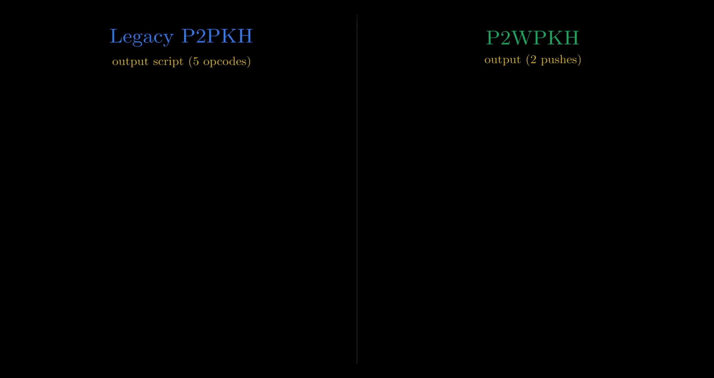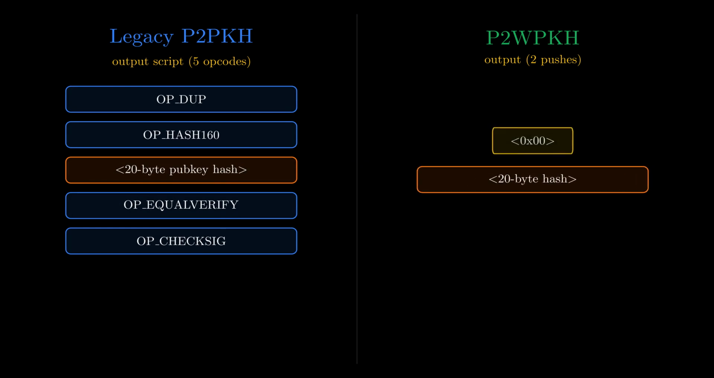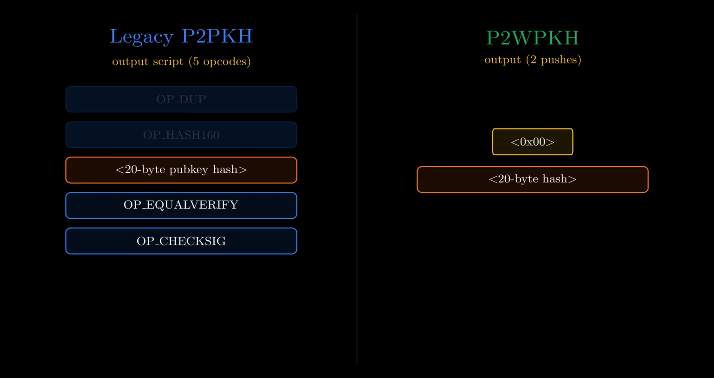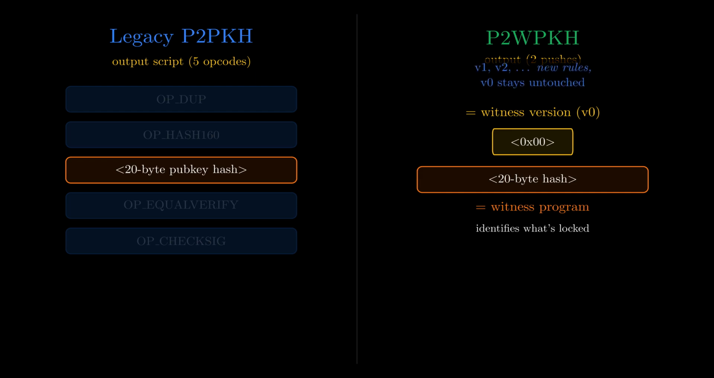SegWit collapses that 5-opcode script into 2 pieces of data. The new P2WPKH output is just a 0-byte followed by the same 20-byte public key hash. That's it. No DUP, no HASH160, no CHECKSIG in the output script. The leading 0 is the witness version, version 0 of the SegWit program format. The 20 bytes are the witness program, the data that identifies what's locked. Future witness versions can introduce new rules without disturbing version 0.